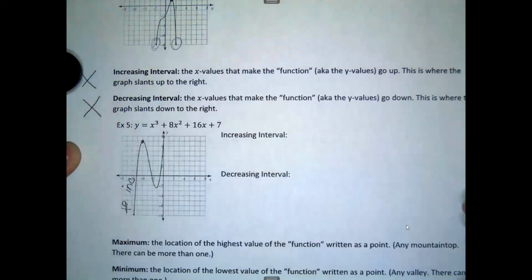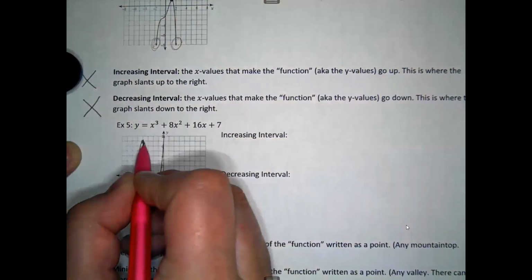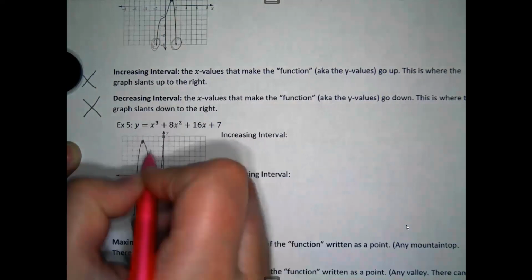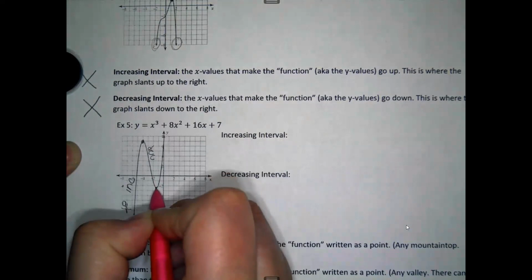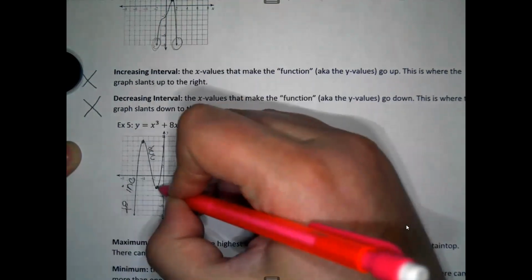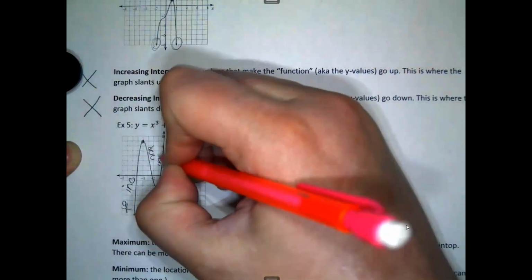That's the top of the mountain, right? And then once he gets to the top of the mountain, he starts walking downhill. So now he's decreasing. And then the stick figure gets to the bottom of the valley. And then what happens after that? He's walking uphill again. So now we're increasing again.